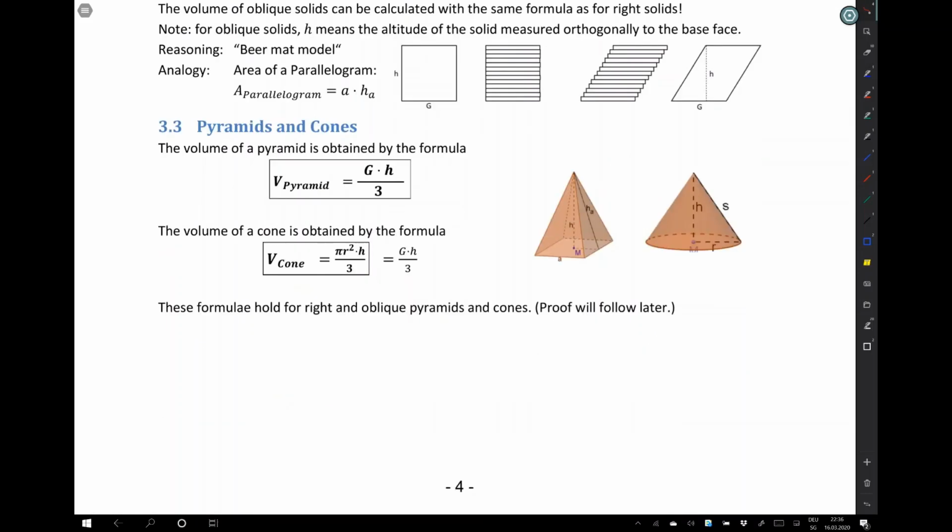Maybe it is helpful to remember that for the area of a triangle, we take base side length times altitude divided by 2. We are in 2 dimensions. For a cone or a pyramid, which is also something with an apex, a Spitze, we are now in 3 dimensions. So we take g times h divided by 3.